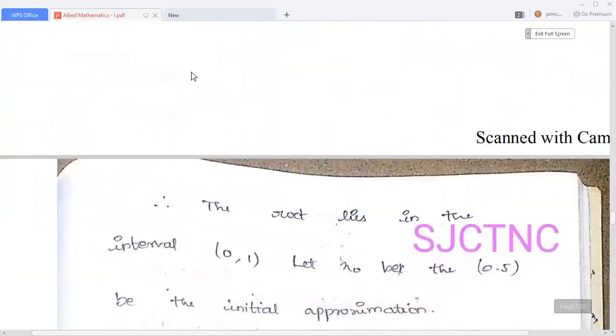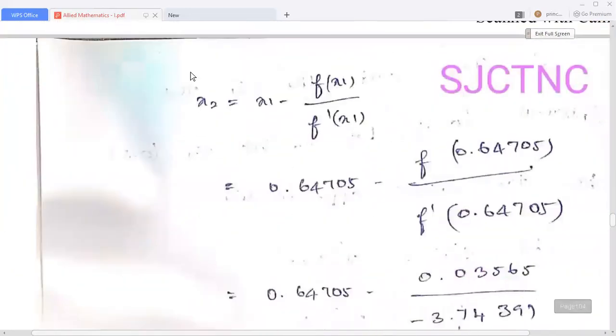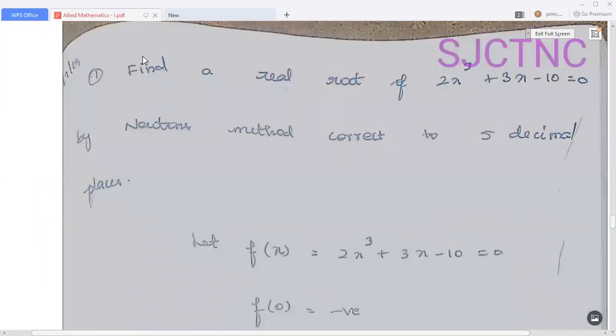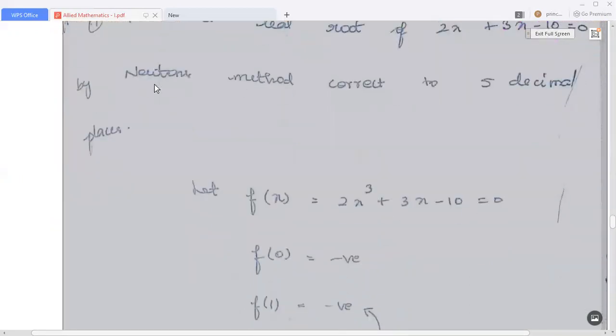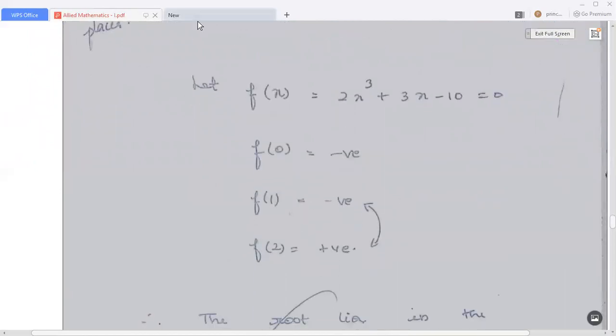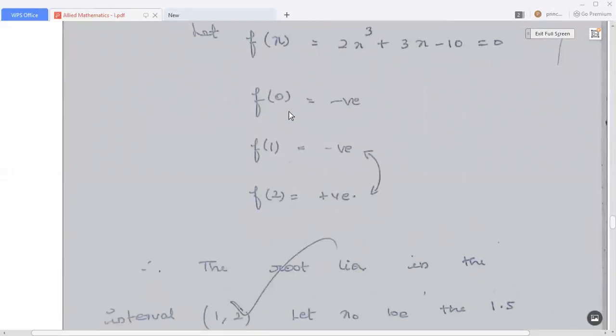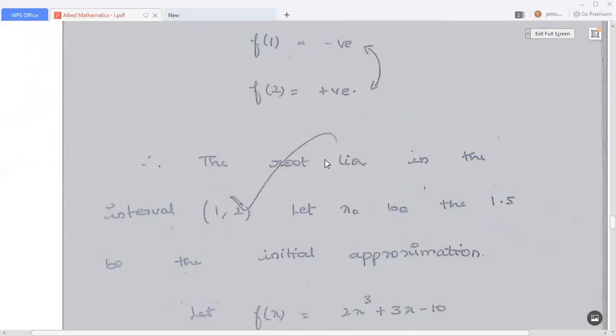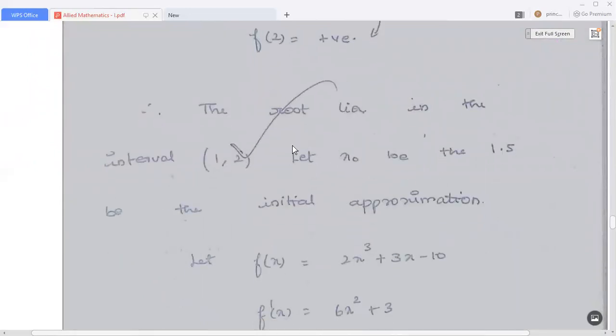Then the next problem. Find a real root of 2x cube plus 3x minus 10 equal to 0 by Newton's method correct to 5 decimal places. So first we take the given equation as f of x. f of x equal to 2x cube plus 3x minus 10 equal to 0. Here f of 0 is negative, f of 1 is negative, f of 2 is positive. Therefore the root lies in the interval 1, 2.